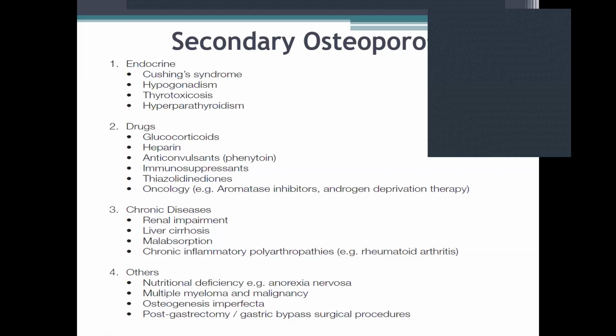So other risk factors would include if patients are on immunosuppressants, or if they're on TZDs, or if they're on aromatase inhibitors or androgen deprivation therapy in oncological issues. Patients with liver disease or chronic renal impairment are also at high risk for low bone density and osteoporosis. So these patients, you might want to screen them. And of course, if they have nutritional deficiencies or multiple myeloma or malignancies.